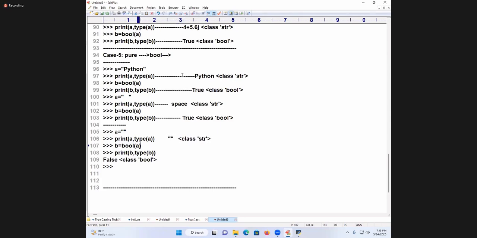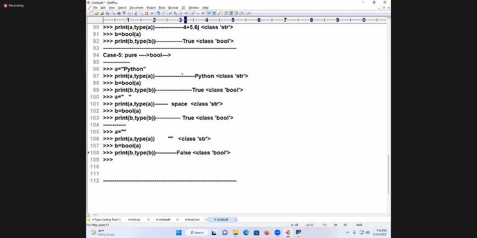Without any gap, the result will be there. What is the answer that will come? False. This is a false. Why false? Length of A is 0. In the bracket I will write, because length of A is 0, 0 values are what? False. Got it? Yes. So this is called what?